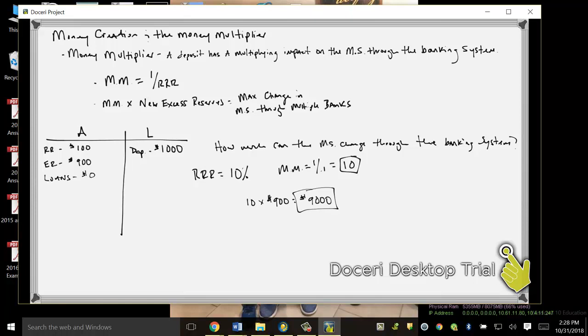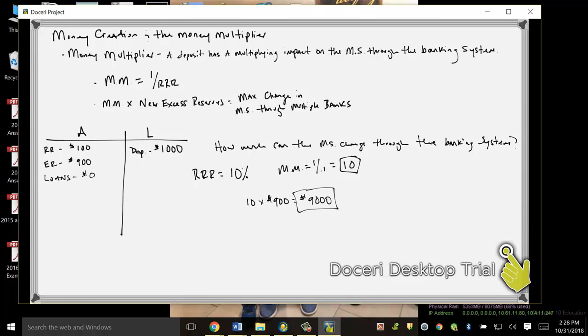Now what we're saying here is that $1,000 goes in as a deposit. That created $900 in loans. This bank can loan out $900. Now that loan is going to create additional spending. Okay, so you borrow $900 and you go and spend that money, and that spending is going to create another deposit and another loan at another bank. And so that's that multiplying process that we're referring to.